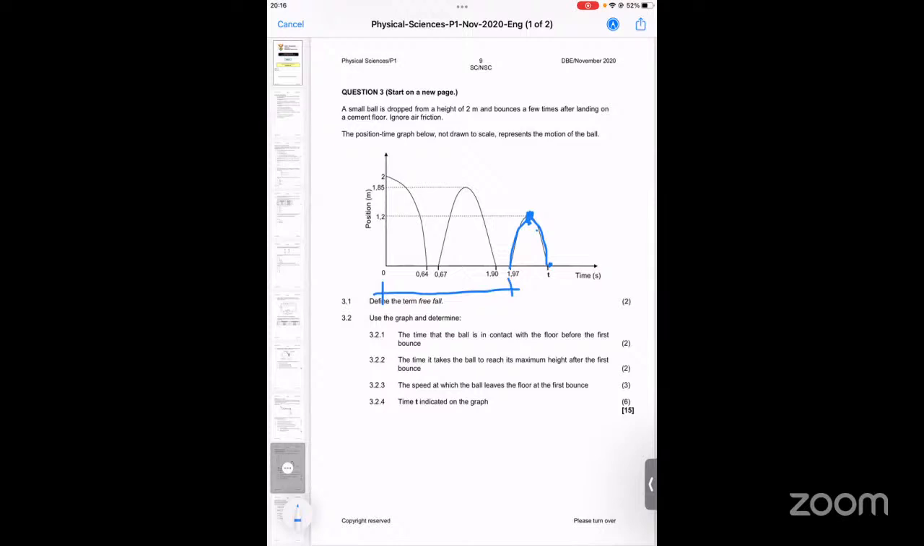Let's say it takes 0.25. It means it will also take 0.25. That means the total time is, let's say, 0.5. Then you will add it to that 1.97. So the sum will then give you the time at that point T. That's what they want. It's like they want the total time of that whole thing that happens on the graph.